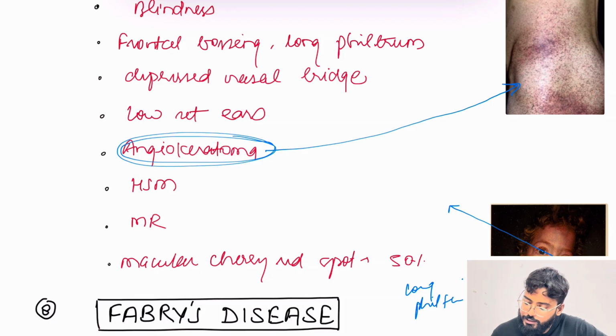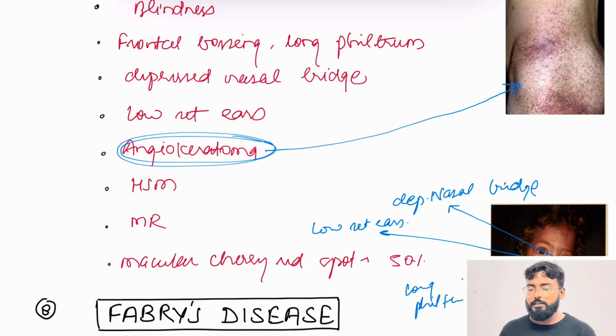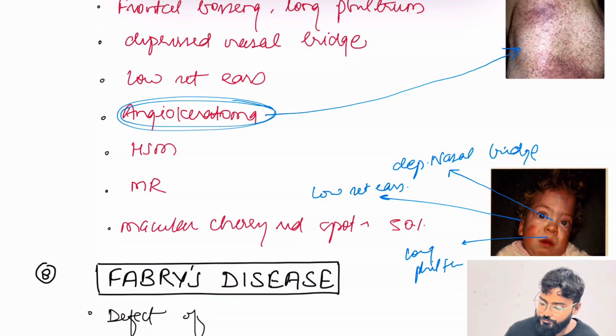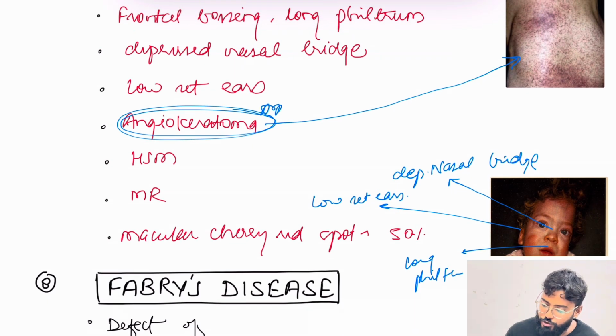You see depressed nasal bridge and low set ears. These are the clinical features that you are going to see. And you need to remember angiokeratoma.